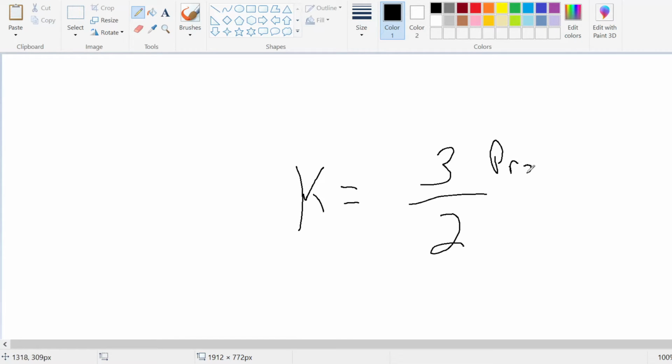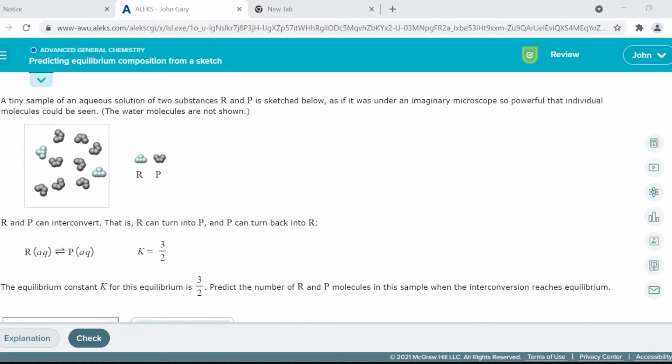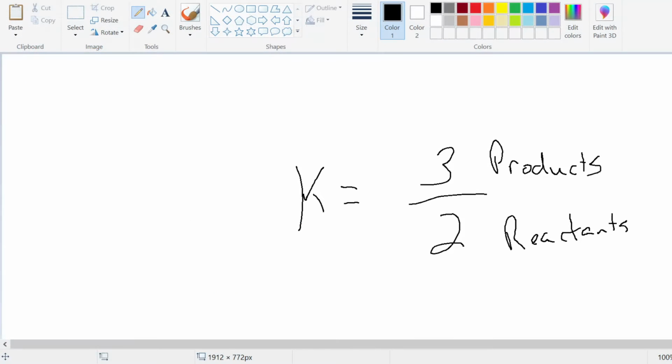That means I have 3 products every time I have two reactants, okay? And you have to kind of approach this from both sides because you'll see it's in equilibrium. It's already started reacting. I have a different number of reactants and products, okay? So now I need to count how many products I have, how many reactants I have. I have 1, 2, 3, 4, 5, 6, 7, 8 P's, and then I have 2 R's. Okay? So let's do this.